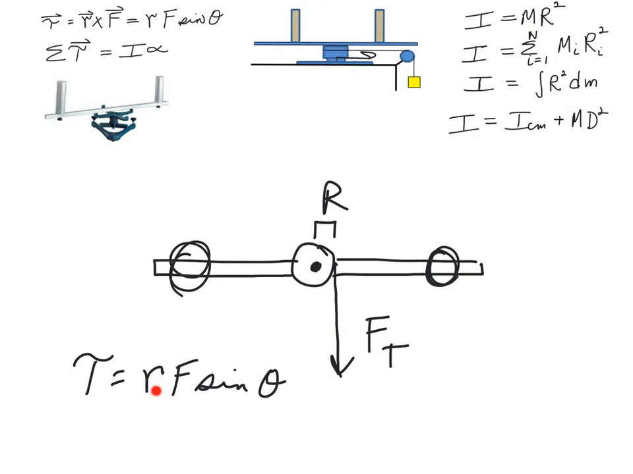And so the r is the r of the hub, the F is the tension force, and you can see that the sine of theta is 1 because it's 90 degrees. That gives us the torque, and once we have the torque, now we can find the inertia of the apparatus. See if you can do that on your own.